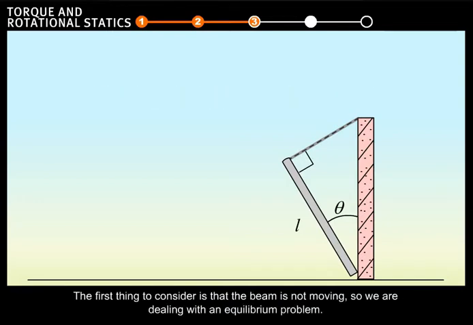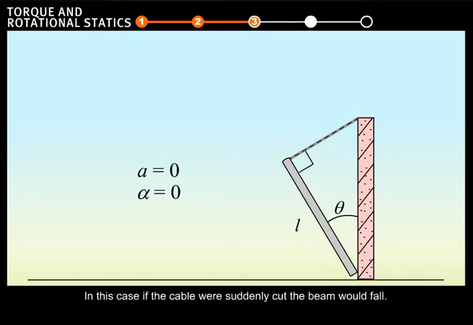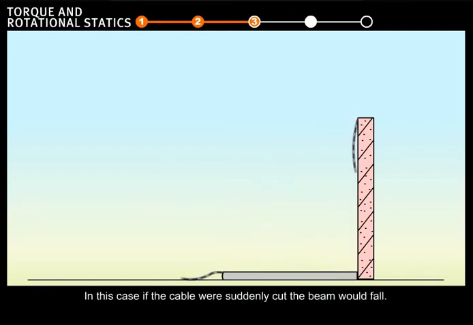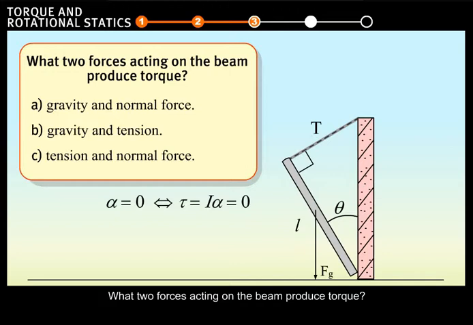The first thing to consider is that the beam is not moving, so we are dealing with an equilibrium problem. This means that the acceleration, or if rotation is involved, the angular acceleration, is zero. In this case, if the cable were suddenly cut, the beam would fall. Since the beam is connected to the wall, it would rotate around the connection point. Thus, with the cable in place, the angular acceleration is zero, which means that the sum of the torques is zero. What two forces acting on the beam produce torque?